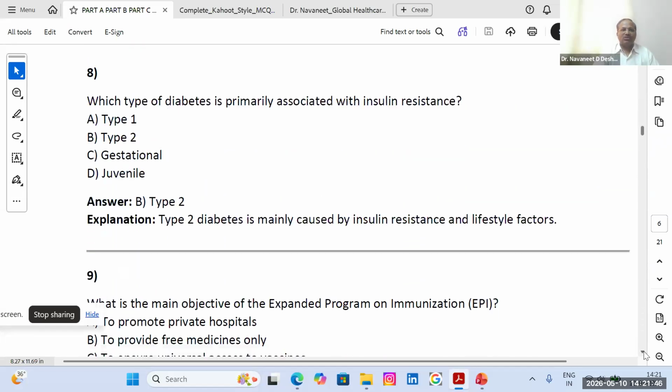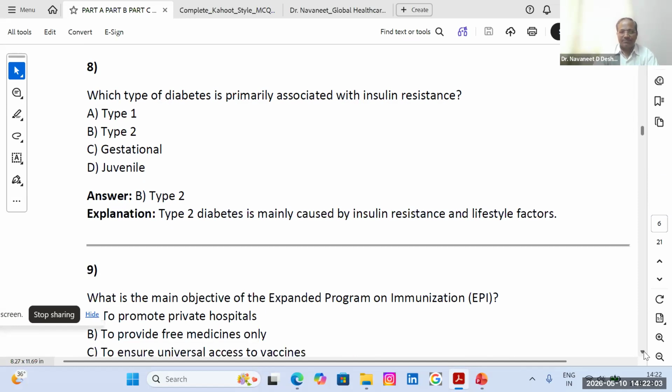The eighth question is, which type of diabetes is primarily associated with insulin resistance? Type 1, type 2, gestational, and juvenile. The correct answer is type 2. Type 2 diabetes is mainly caused by insulin resistance and lifestyle factors.